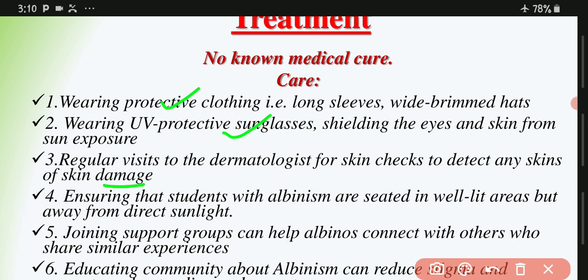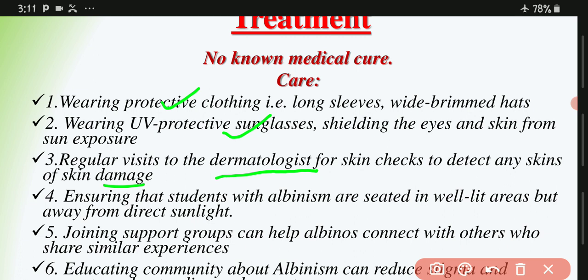Then three, regular visits to the dermatologist for skin checkups to detect any signs of skin damage. They should go for regular checkups of their skins. Those people who check the skins are called what? Dermatologists. So these people are encouraged to go and do the skin checking regularly.